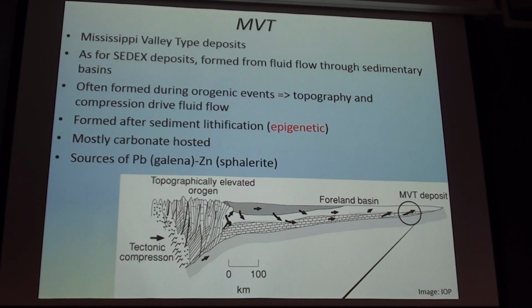One difference from SEDEX deposits is that these are formed after the sediment lithification, so these are epigenetic, after the sediment has been made into a rock, basically. And they're mostly carbonate hosted, so we know more or less what caused the depositions, the reaction of relatively acidic fluids with carbonates, neutralization and precipitation.